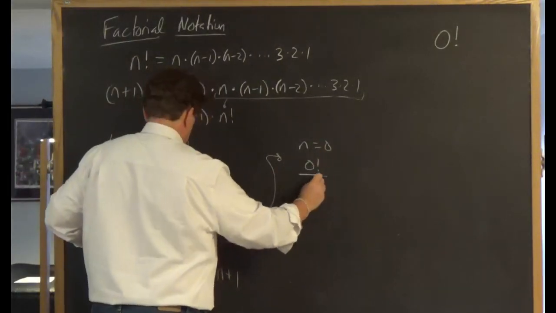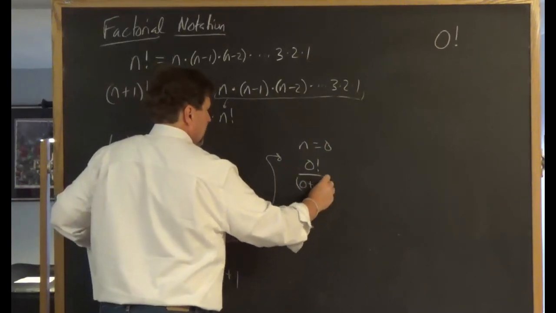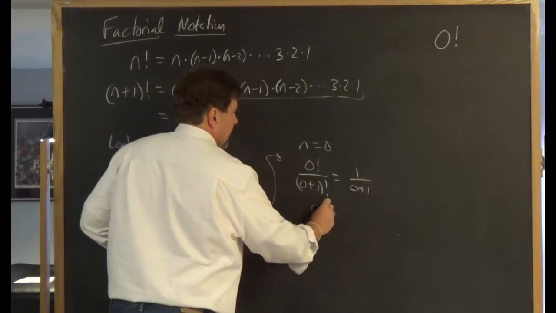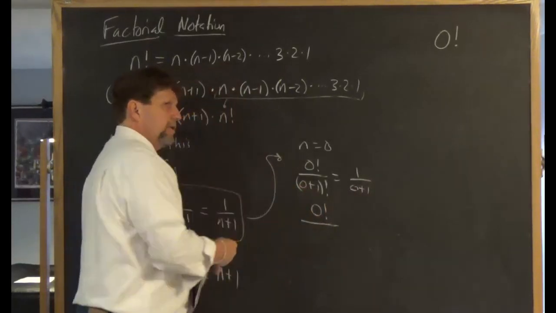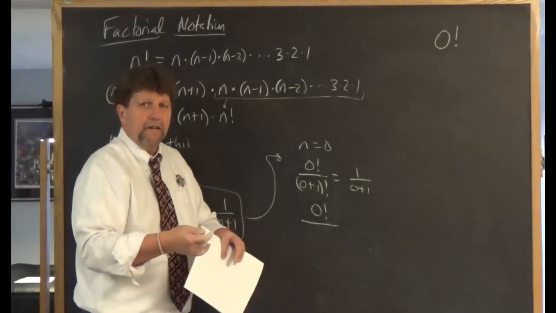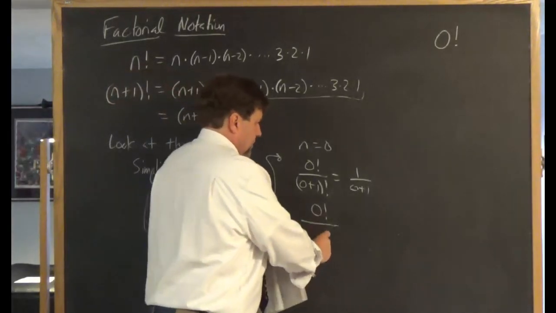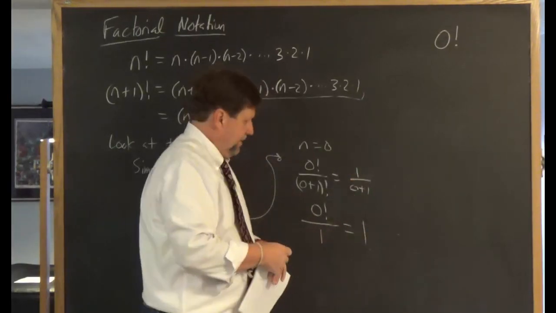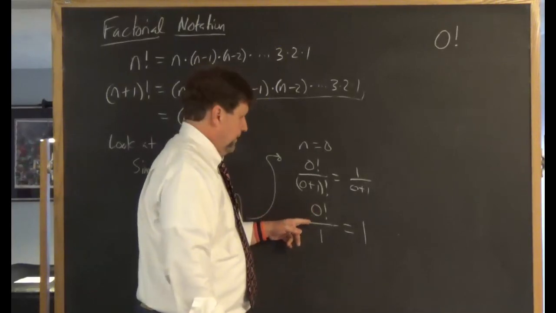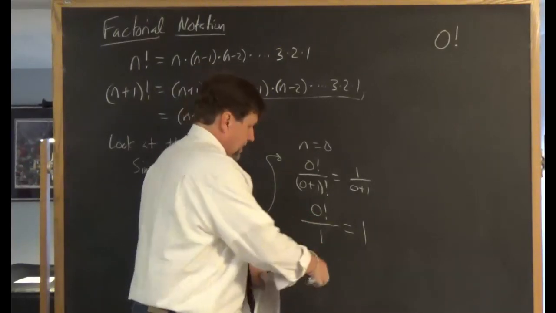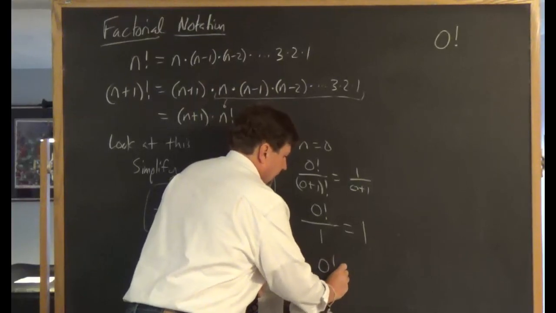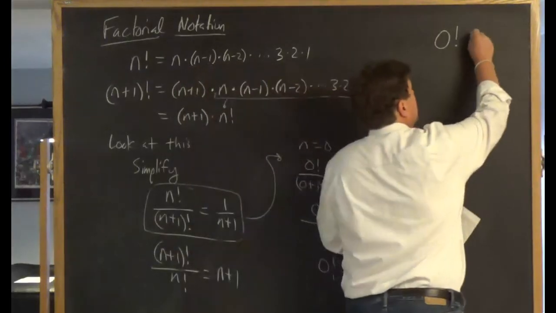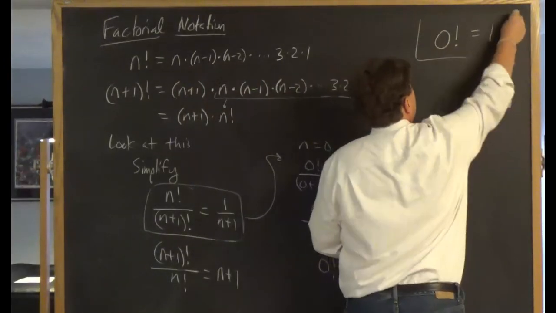We have 0 factorial over 0 plus 1 factorial equals 1 over 0 plus 1. So that gives us 0 factorial over... we know 0 plus 1 is 1. Well, 1 factorial, that's just 1. Over here on the right side you get 1. Anything in the world divided by 1 just ends up being itself, 0 factorial on the left. So hey, look folks, 0 factorial is 1.